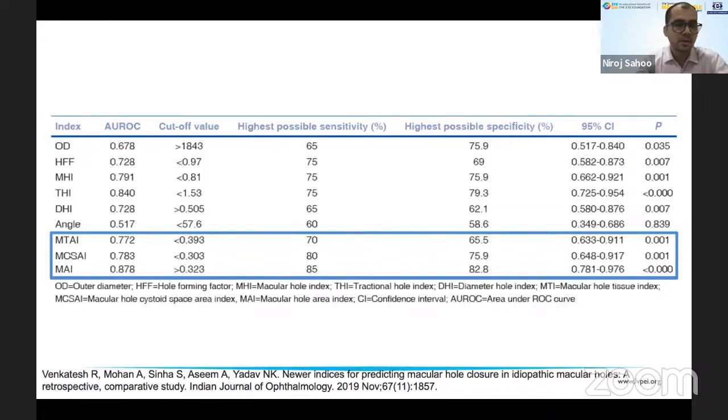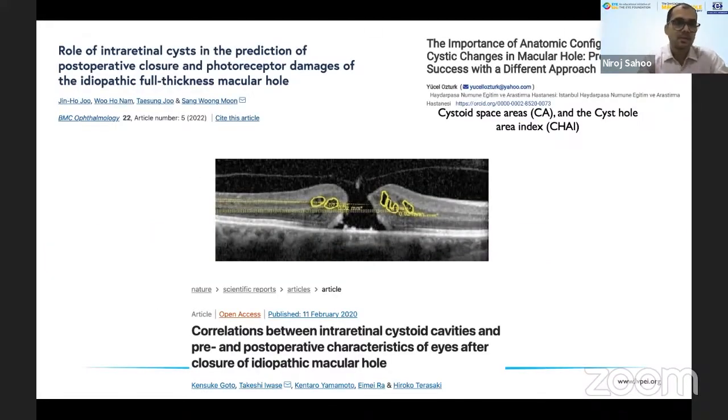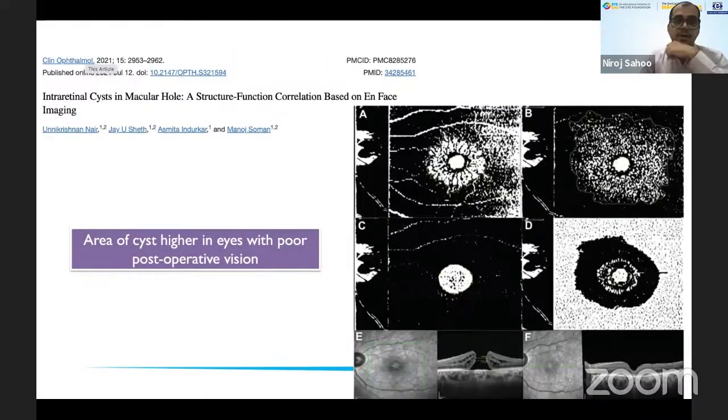As you can see, the area under the curve was quite significant, with a significant p-value. But again, other papers which have also quantified the area of cysts have all given variable outcomes with respect to closure rates or visual acuity benefit. This paper by Dr. Uni's group quantified it using en face OCT, and they have shown that eyes with higher cyst area were associated with poor postoperative visual acuity. Just to summarize all these indices, only MHI and MHCI, and to some extent the quantification of the cyst, were able to predict the functional and anatomical outcome of macular hole.